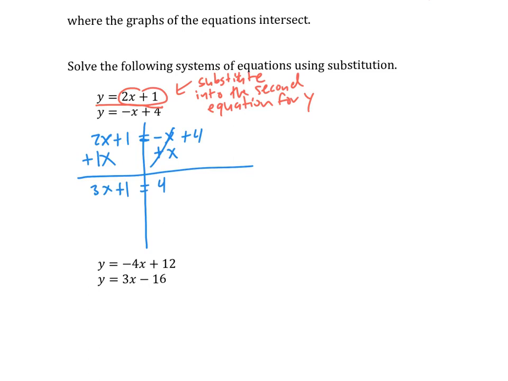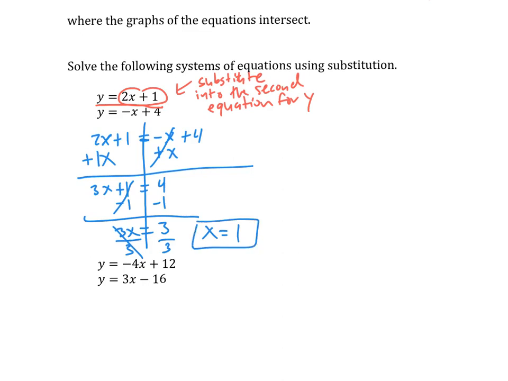Now I want to get my constants all on the other side, so I'm going to subtract this 1, which will cancel that out, subtract 1 from both sides. So we get 3x equals 3. And now we can just solve for x by dividing by 3 on both sides. That's the inverse operation there. And we get x is equal to 1. Okay, so we know that x is equal to 1.